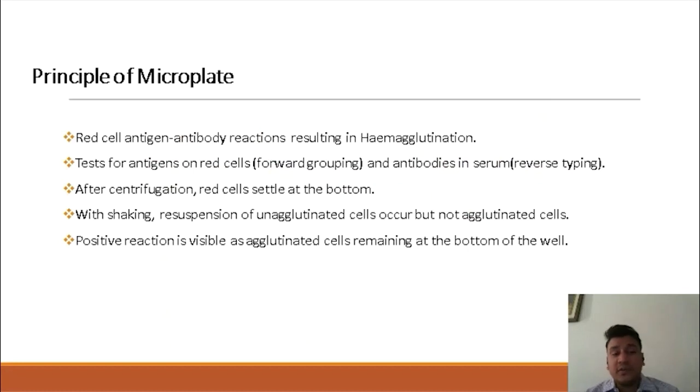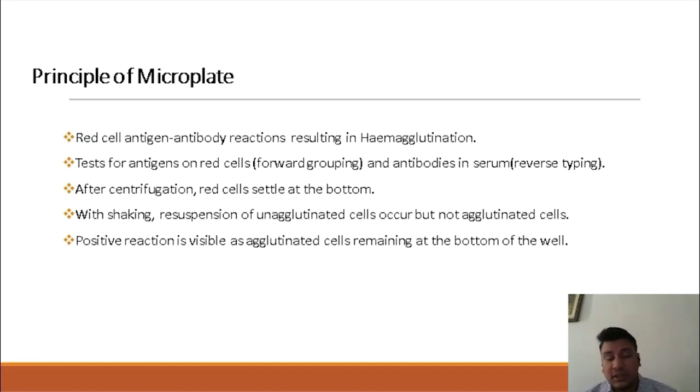The principle of the microplate is again antigen-antibody reaction resulting in hemagglutination or hemolysis. The forward grouping tests for antigens on red cells and reverse grouping tests for antibodies in the serum. After centrifugation, the red cells settle at the bottom like in a tube.